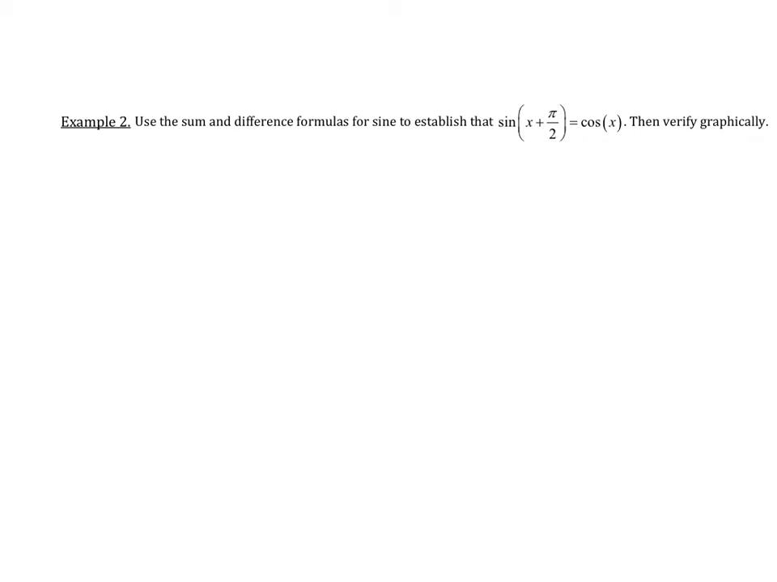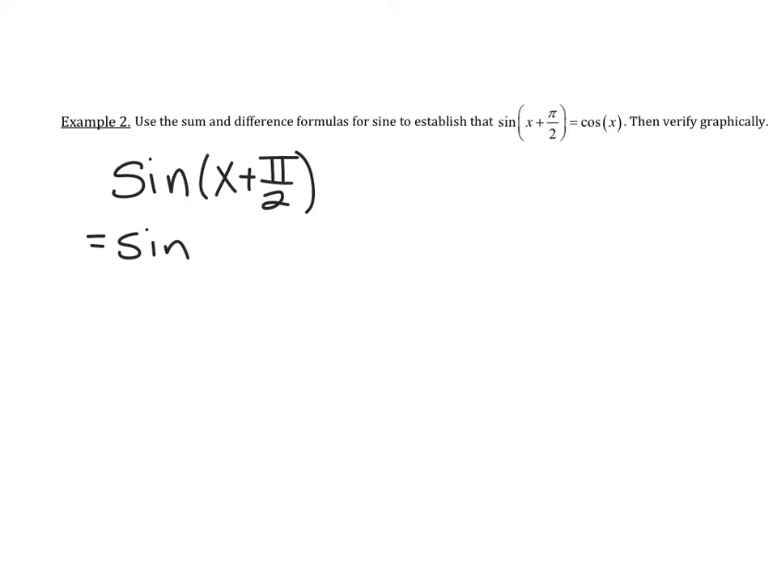The problem asks to use the sum and difference formulas for sine to establish that sine of x plus pi over 2 equals cosine of x. As we would do with any identity, we're going to start with the more complicated side, which is the left-hand side. I'll go ahead and apply the sum and difference formulas to that.